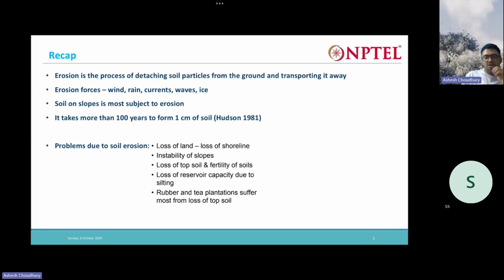So in that case we have floods, right? So this is also one of the big reasons. So regular dredging should be done, or we have to prevent the erosion along the bank.